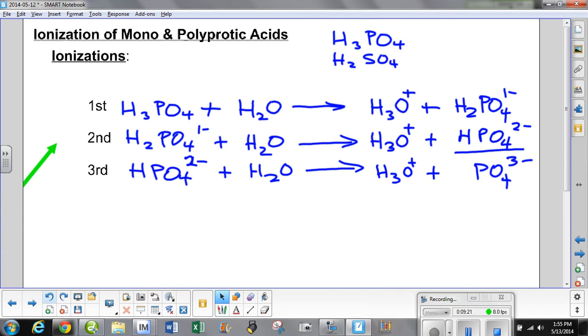That's why phosphate's a 3 minus. Actually, phosphate is a 3 minus anyway, and that's how you memorize ions. Right? Yep.